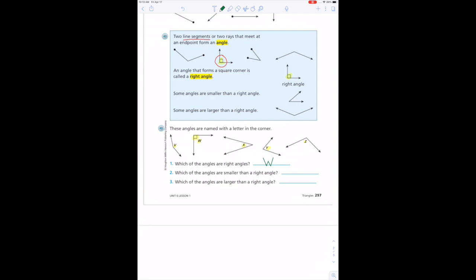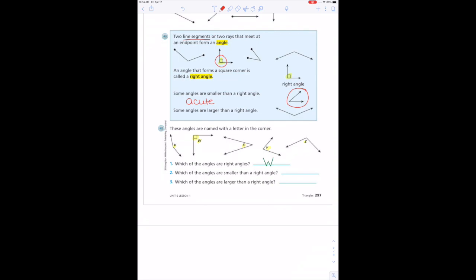So number 2 says, which of the angles are smaller than a right angle? And do you remember what we call an angle that's smaller than a right angle? Let me change my color because green doesn't show up too well. Those are acute. Remember, oh, they're so cute. Smaller than a 90. So we're going to look. I'm going to give you just a second to look. We know it's not W, so we have V, X, Y, and Z left. So let's take a look.